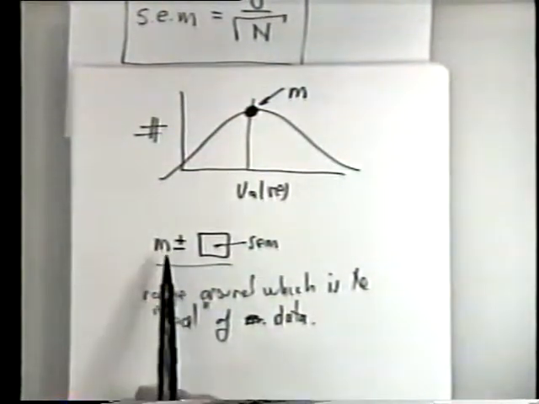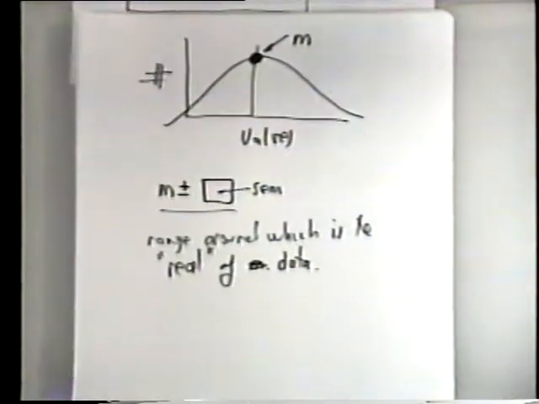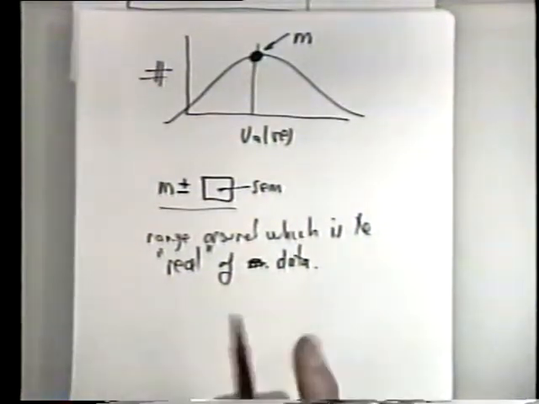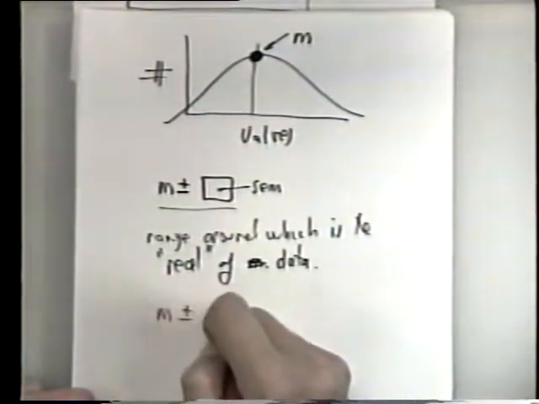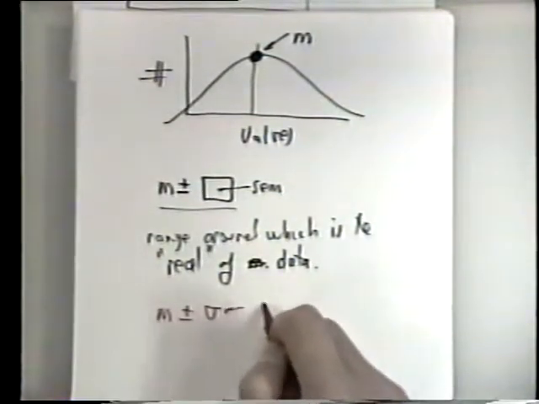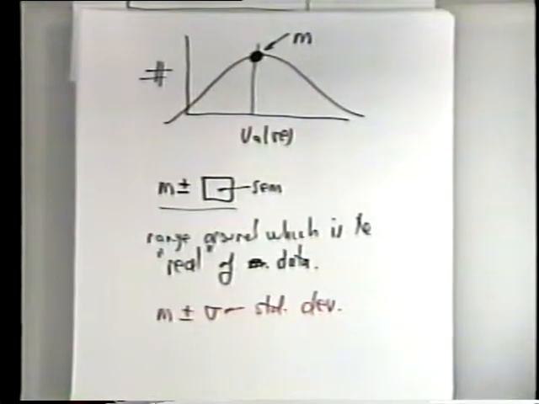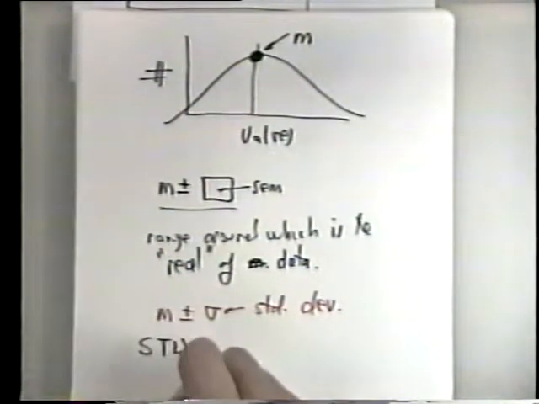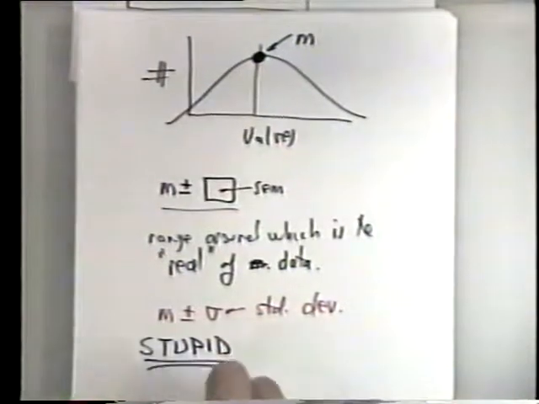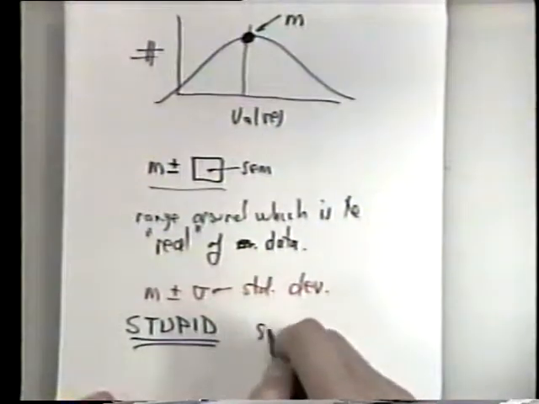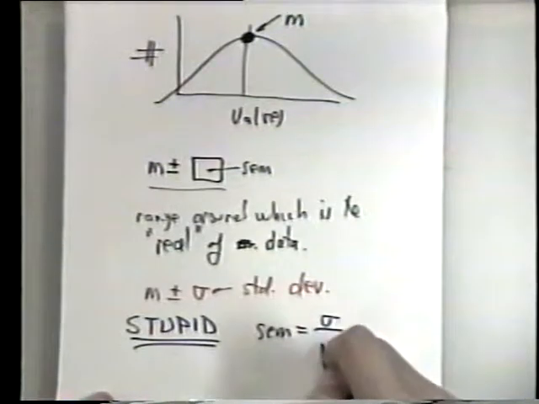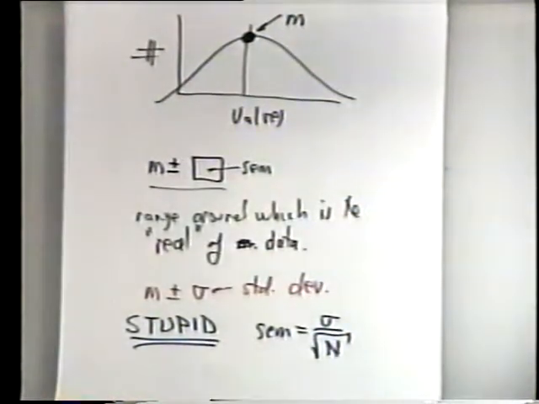Now, sometimes people report measurements like this. They report measurements of the mean plus and minus the standard deviation, where this is the standard deviation. This is crazy. This is really stupid. Because we've just seen that the SEM equals sigma divided by the square root of the number of measurements.